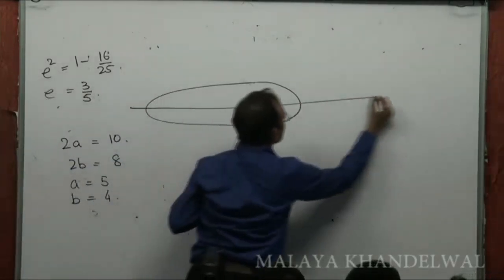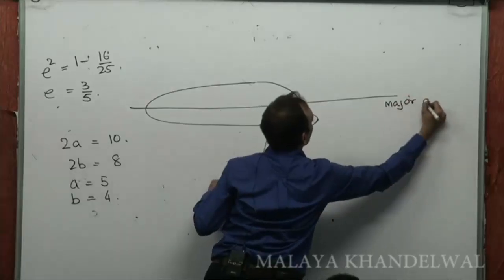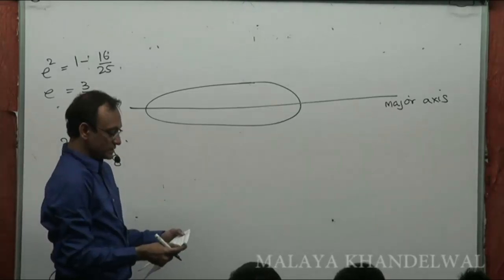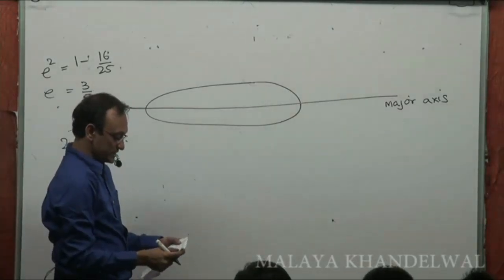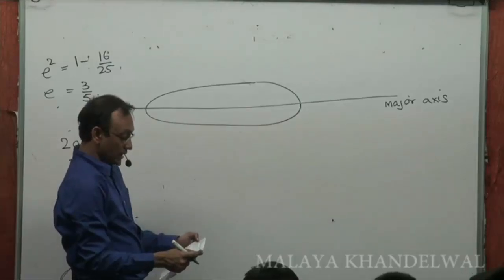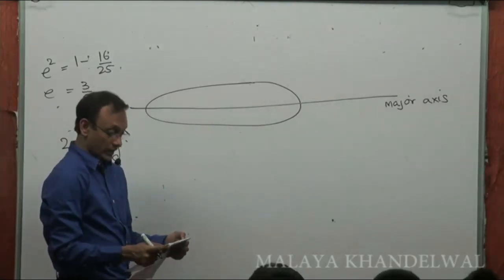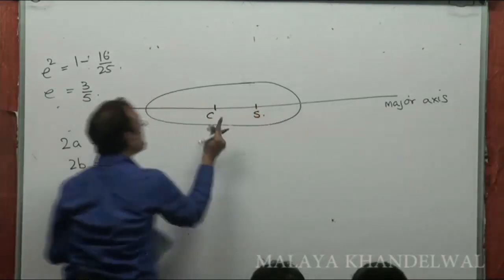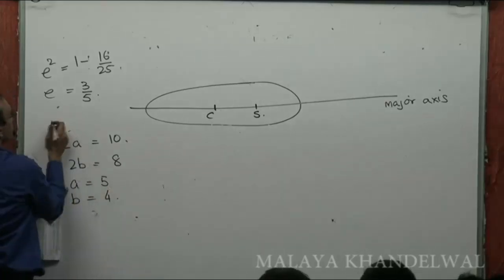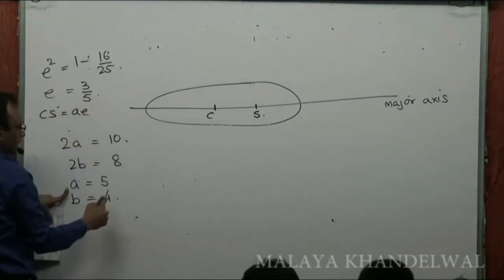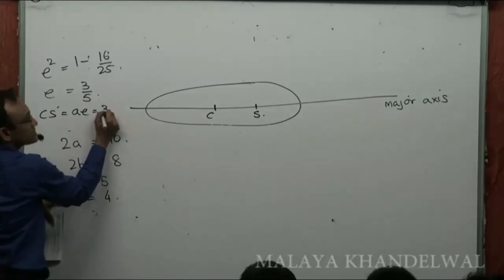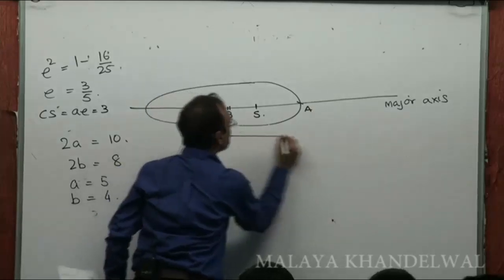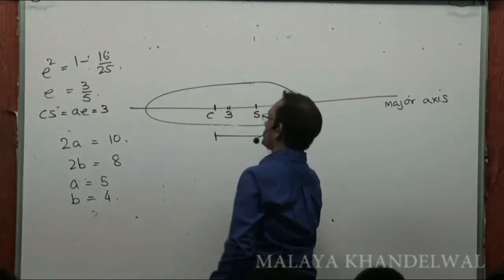Now, this is the major axis of the ellipse. Using one focus as center, a circle is drawn that is tangent to the ellipse, with no part of the circle being outside the ellipse. So this is the center, C, this is the other focus, S. Now, CS would always be A into E. A is 5 and E is 3 by 5, so CS is 3 units. And this is the other extremity. CA would be the major axis of the ellipse, which is 5 units, since 2A is 10.